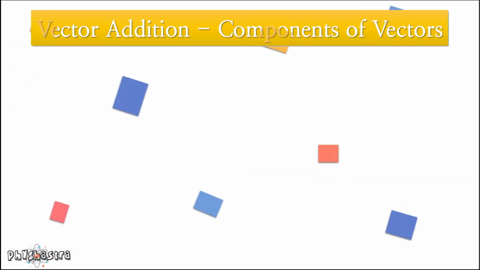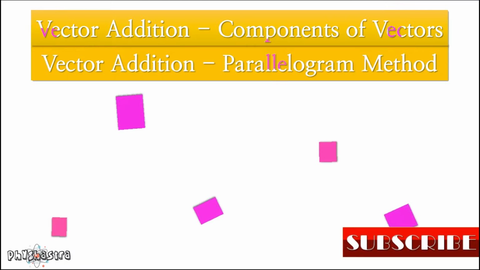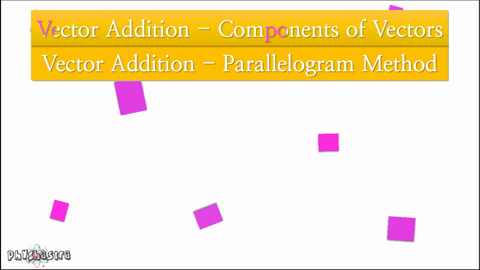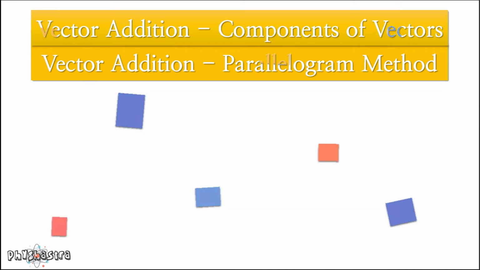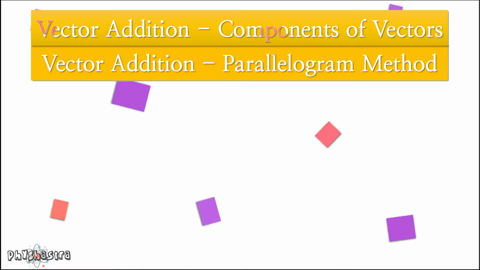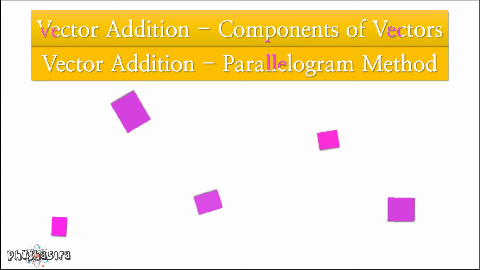Alright, first we add those vectors by using components of vector. Then we see the parallelogram method. Note that I am not going to derive the latter method, just give you the formula and tell you how to use it. For addition using components of vector, you need the vector notation.